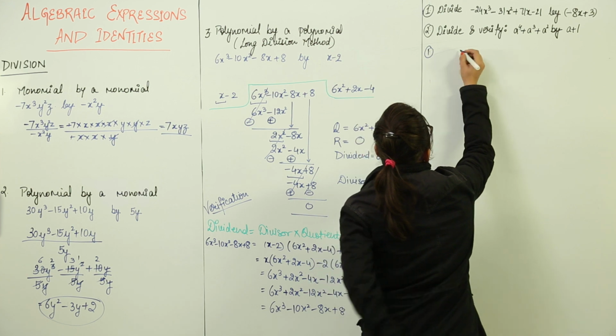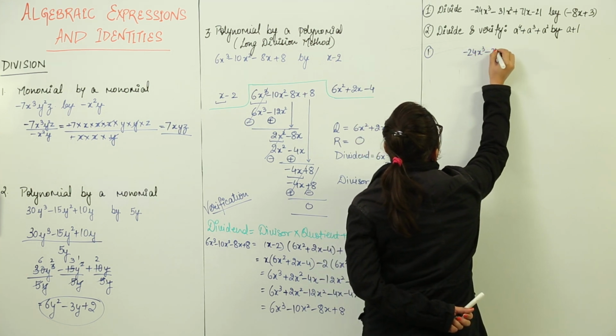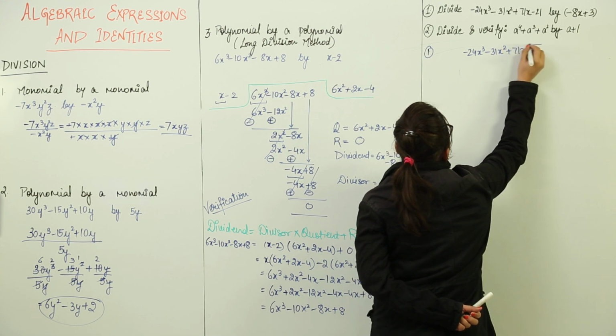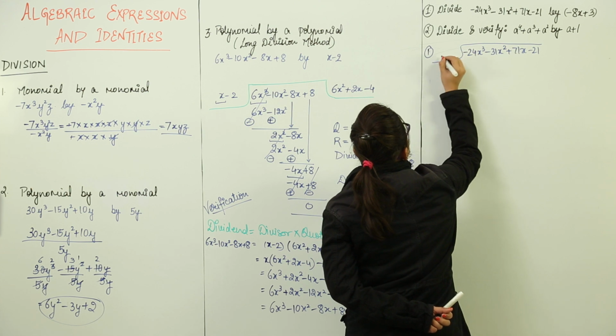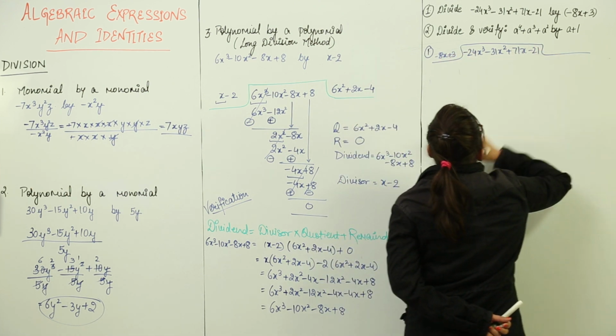So let us start with the first question. The first question says we have to divide this. I am going to write it directly into the dividend part, this way. Now I will be writing the divisor on the divisor's place and we will be starting with the division.